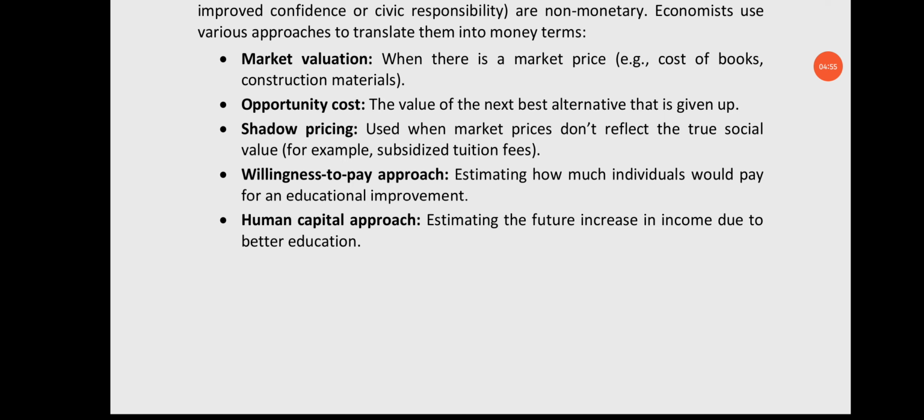Shadow pricing, used when market prices don't reflect the true social value, for example, subsidized tuition fees. Willingness to pay approach, estimating how much an individual would pay for an educational improvement. Human capital approach, estimating the future increase in income due to better education.